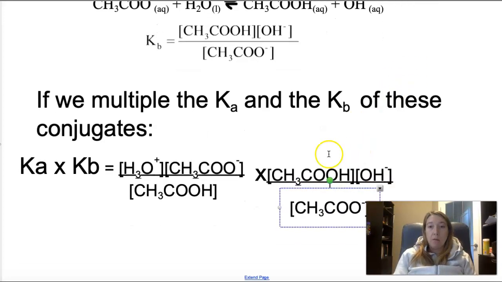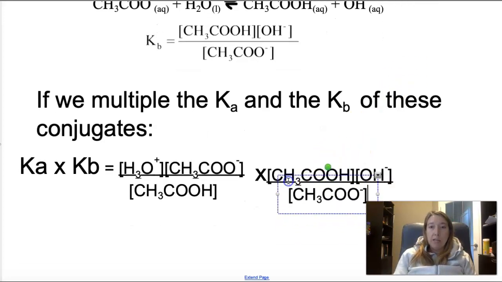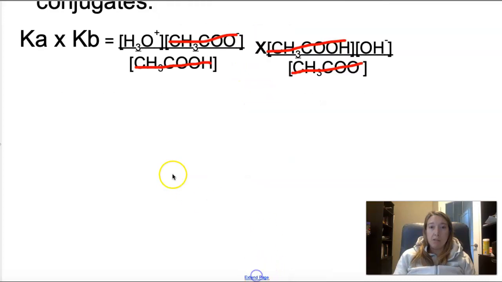Now if you look at this, we just did the Ka times the Kb. You should notice that we can get rid of some stuff. This CH3COOH is going to cancel this CH3COOH. The other thing we can get rid of is the CH3COO-, because there's also a CH3COO- over here. So what we're left with is hydronium times hydroxide. We have another equation that's also hydronium times hydroxide.